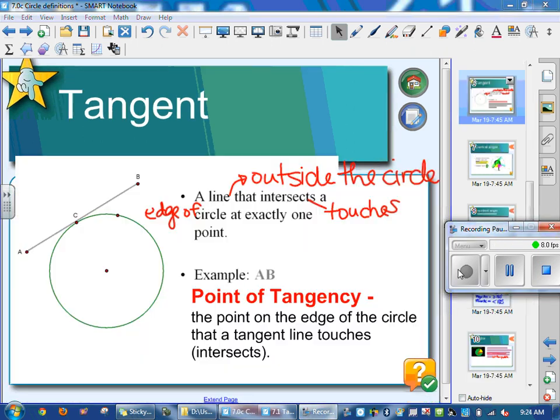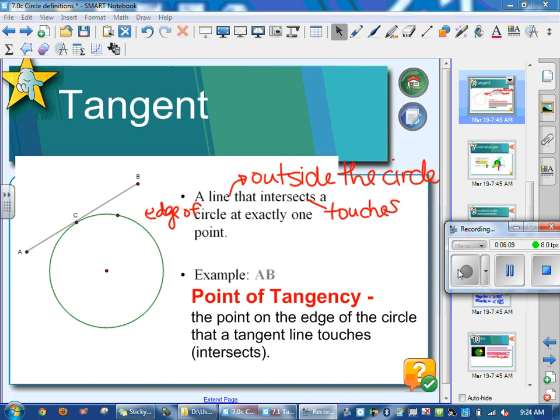Tangent. This is going to be lesson 1. We're going to talk all about tangents in lesson 1. So, a tangent is a line that is outside the circle that intersects, which means touches, the edge of the circle at only one point. Okay? So it's a line on the outside of the circle that only touches your circle at one point. It'll touch the circumference. It won't go through the circle.